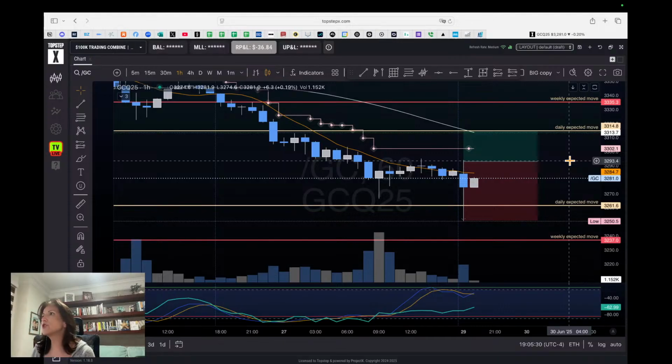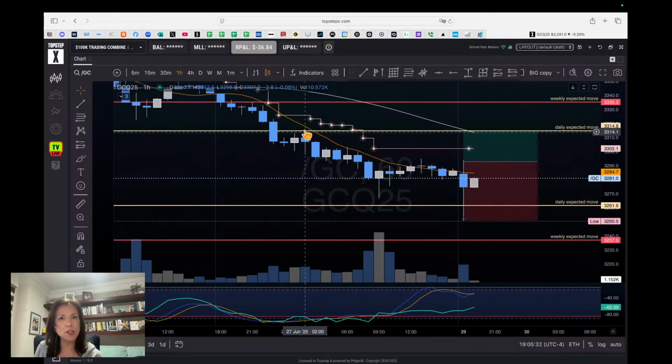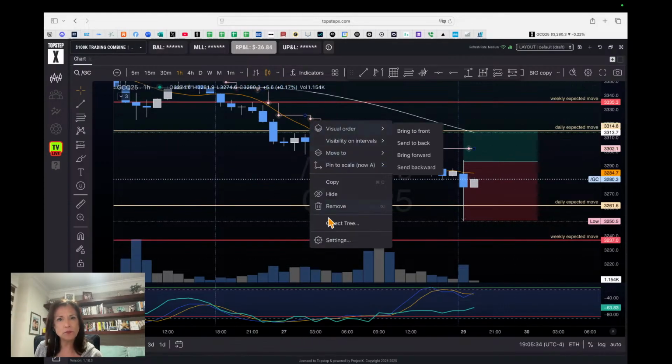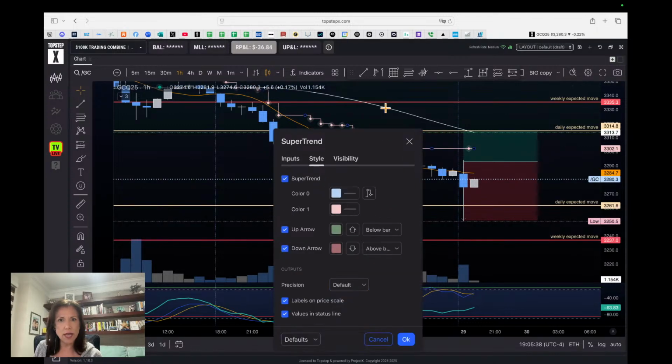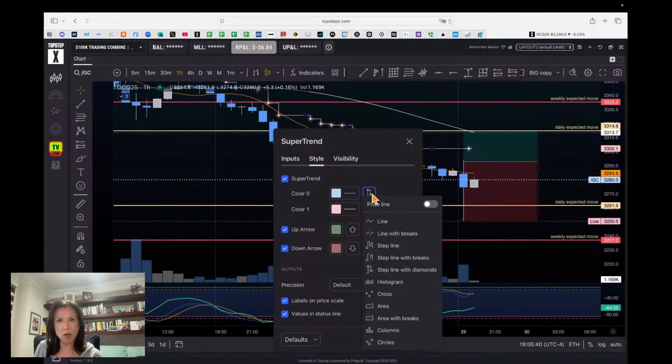How do you get your super trend step? I'll show you. Super trend style. See this little box here? Step with diamonds is what I choose.